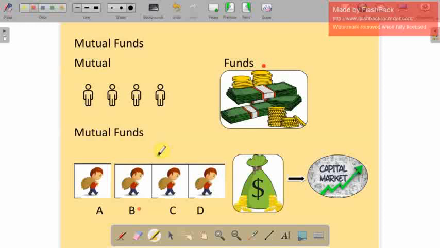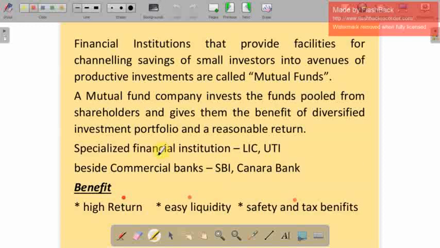So they want to invest their money in the share market. They are putting their money together and purchasing particular shares. It's called a mutual fund.